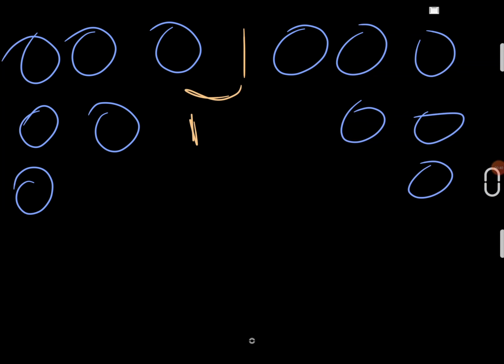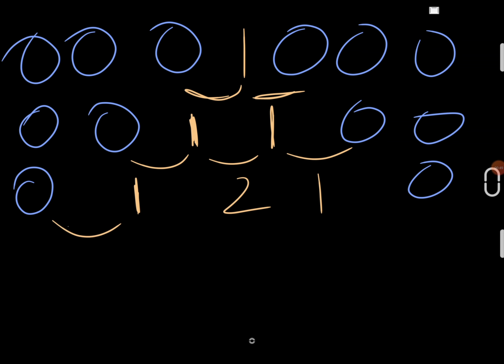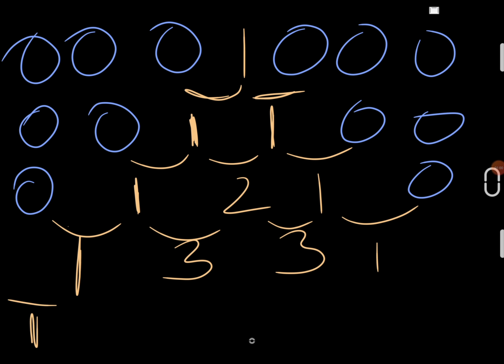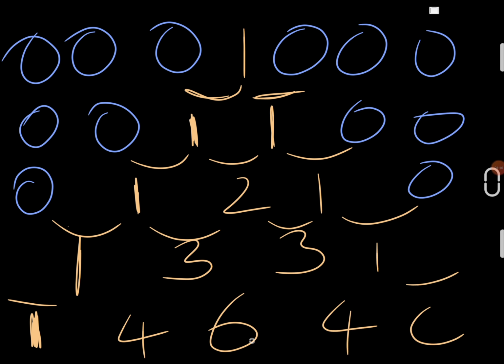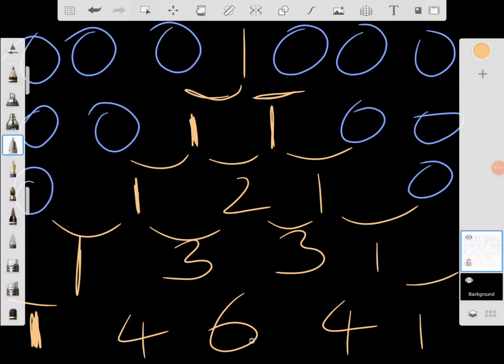1 plus 0 is 1, 1 plus 0 is 1, 0 plus 1 is 1, 1 plus 1 is 2, 1 plus 0 is 1, 0 plus 1 is 1, 1 plus 2 is 3, 2 plus 1 is 3, 1 plus 0 is 1. Then you just have to imagine blank spaces are all 0. So 1 plus 0 is 1, 1 plus 3 is 4, 3 plus 3 is 6, 3 plus 1 is 4, and 1.